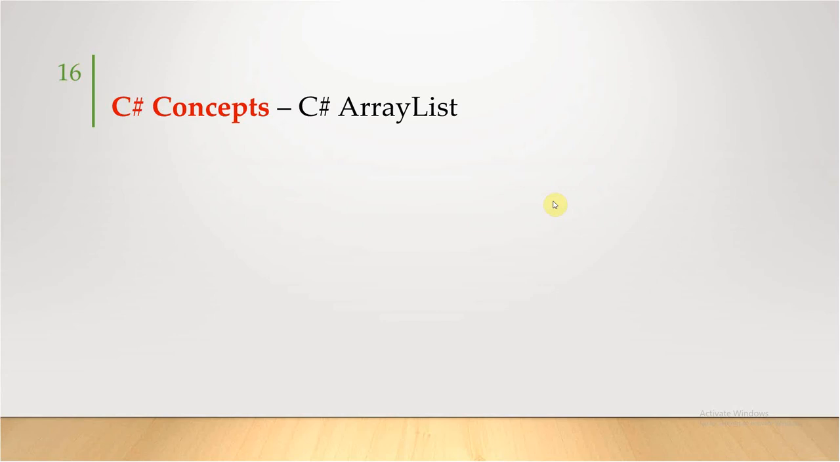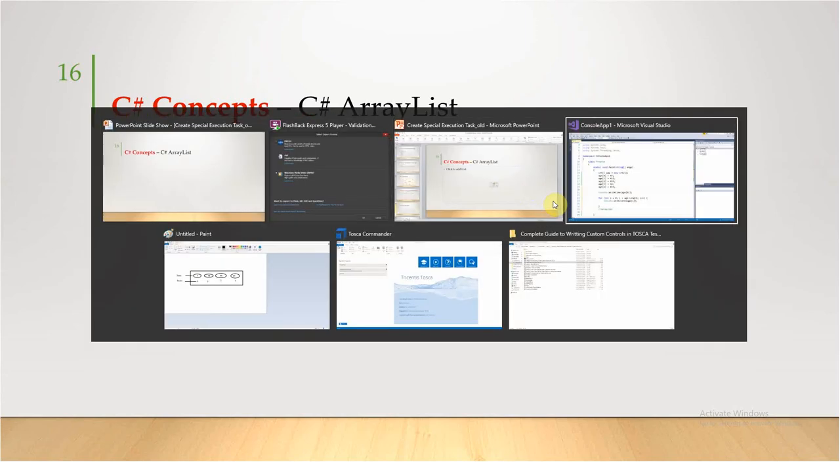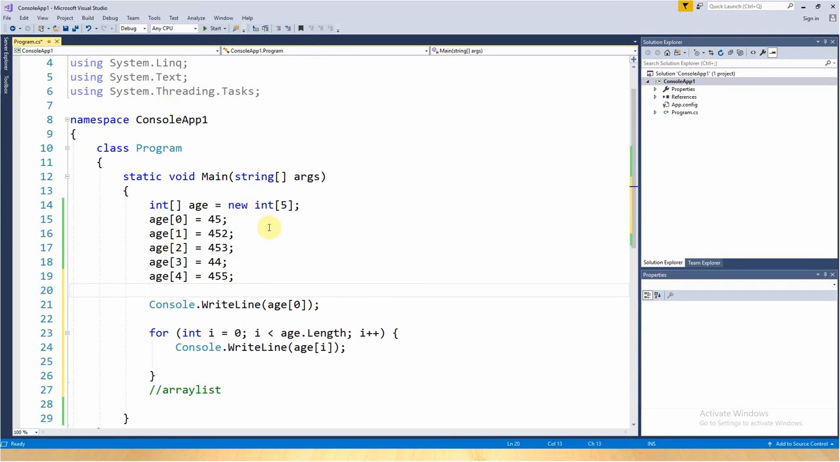Now let me talk about C# ArrayList. In the last video I talked about arrays. What is an array? An array is a collection of objects of similar data type, and it is of fixed size. To overcome this fixed size, there is something called an ArrayList.